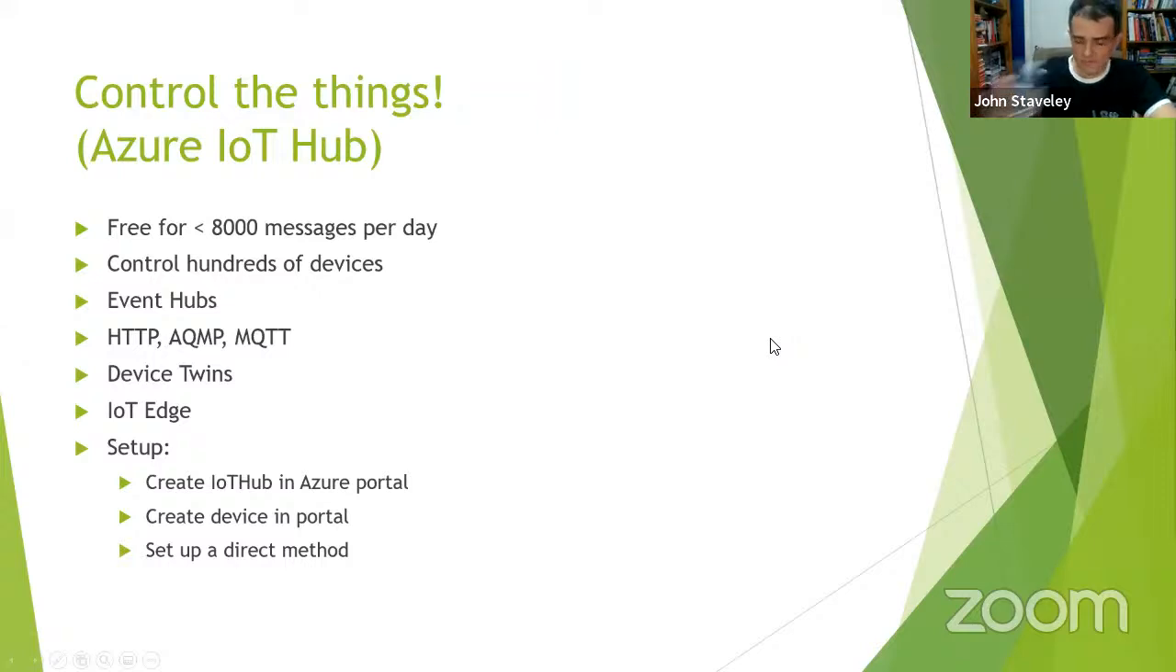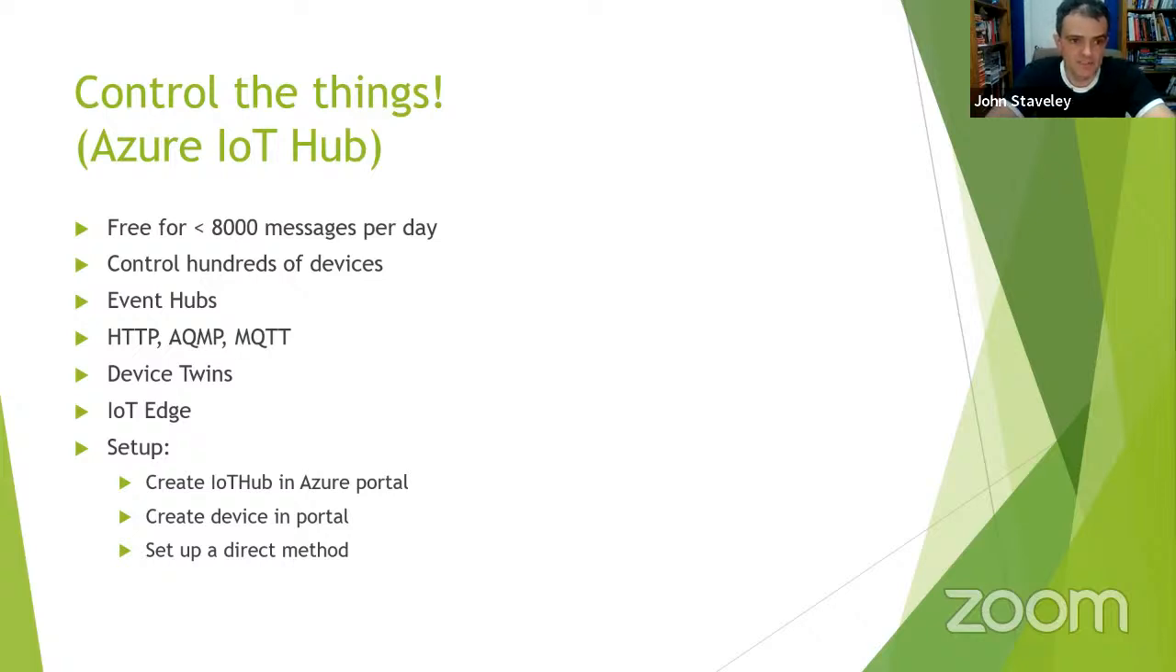And of course, once we've got our board doing things, we want to control things. So the thing I use to do that is the Azure Internet of Things Hub. It sends messages to and from devices, and you can send 8,000 messages a day for free. And it's only when you get beyond that threshold that it starts costing you money. You can control 100 different devices. I'll be showing you how to control one device this evening.